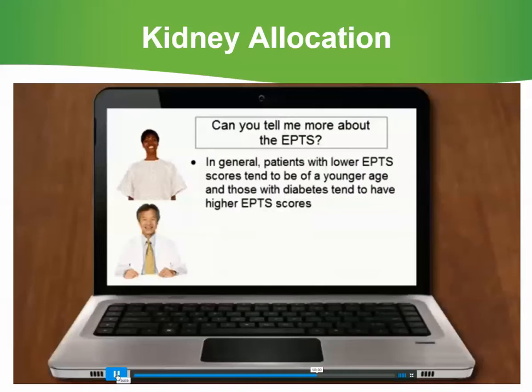In general, patients with lower EPTS scores tend to be of a younger age, and those with diabetes tend to have higher EPTS scores. Patients who have had a prior organ transplant, as well as those that have spent many years on dialysis, also tend to have higher EPTS scores. The transplant team can calculate a patient's EPTS scores.